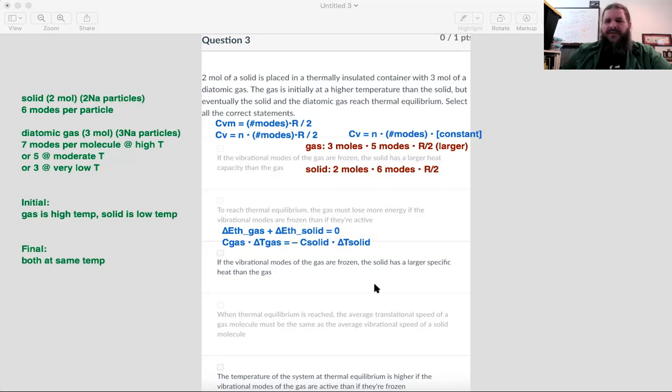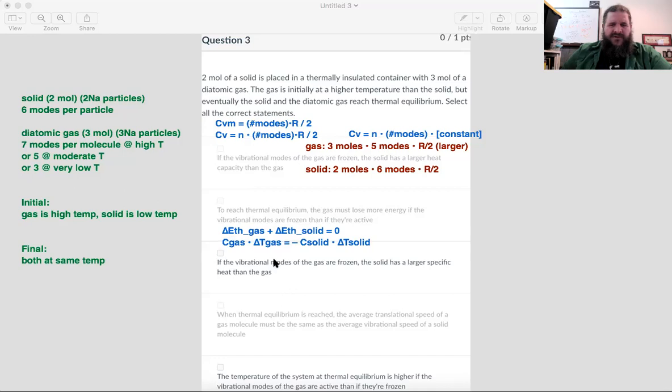Vibrational modes frozen out. Does that mean more modes or less modes? Less. Right. Vibrational modes being frozen out means there's less modes available. And since changing temperature by a certain amount means changing the energy of all the modes, if there's less modes available, that means you have to use less energy transfer in order to change the temperature. So I would expect a smaller energy transfer if the vibrational modes are frozen. If they're active, there's more modes, which means it's more difficult to change the temperature. So I think that one would be false.